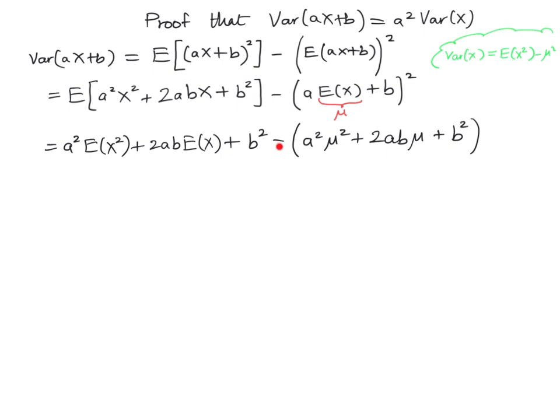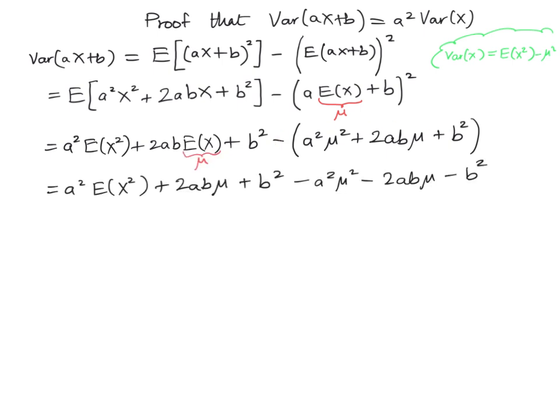And then of course I'm subtracting, so I'm going to have to distribute the minus sign. Now once again, this expected value of x is just mu. So I have a squared expected value of x squared plus 2ab mu plus b squared, and then distribute the minus sign, minus a squared mu squared, minus 2ab mu, minus b squared. And you'll notice that the 2ab mu and the negative 2ab mu cancel, the b squared and the negative b squared cancel, so I'm left with just these two terms.